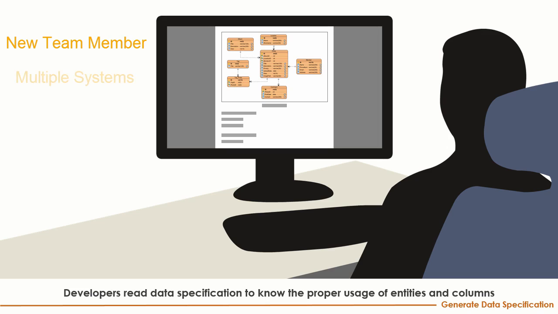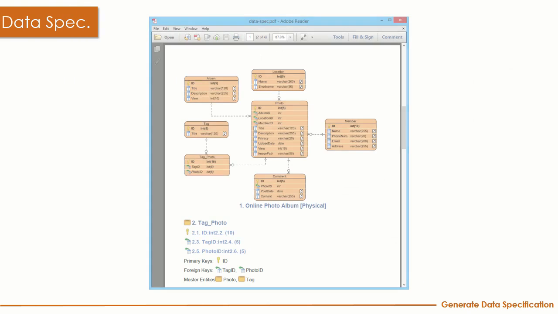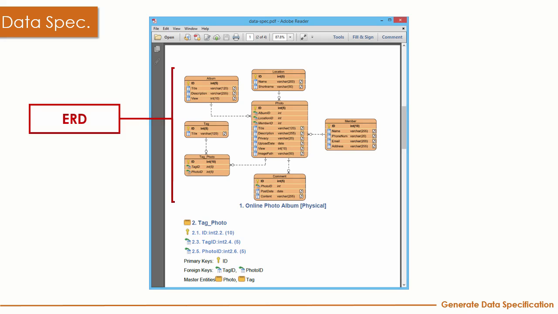Or you're maintaining multiple systems and you don't need to focus on one system. Then when you switch back to the application, you can read the specification first. Make sure you understand the structure. The data specification usually comes with the entity relationship diagram, of course, to show what entities are included and the relationship. And then you will see the entity details of the entity relationship diagrams.